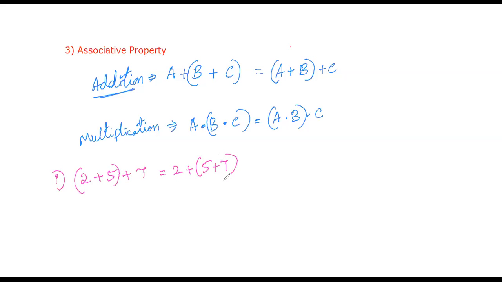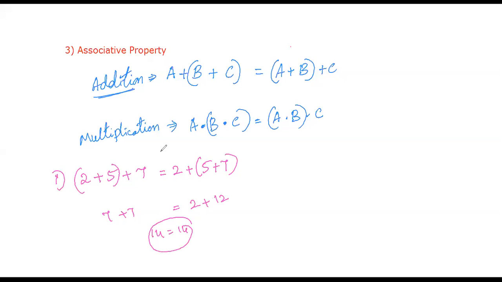Whenever we are solving these bigger questions, we have to use the BODMAS rule, right? Which means we are going to solve the parentheses, the brackets, first. So what will happen here? 2 plus 5 is 7, 7 plus 7, and in this case also 5 plus 7 is 12. So we'll end up getting the answer 14 in both equations. So that's why it is the associative property.